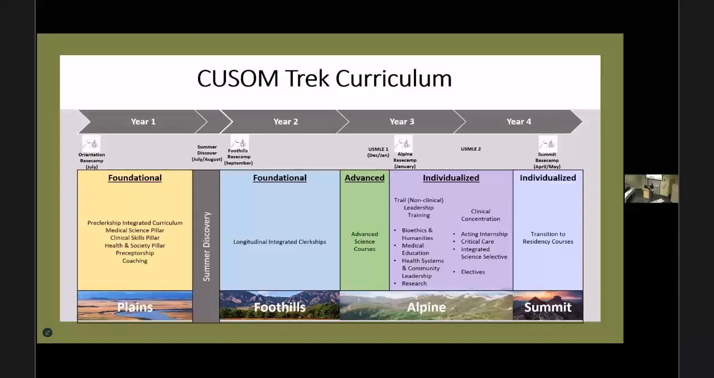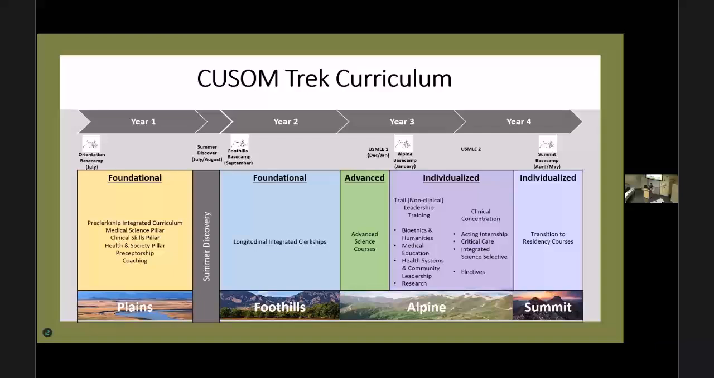So the preclinical time in our new curriculum is the plains. This is the time when students are doing classroom learning, which is done in a systems-based fashion, and also starting their clinical skills work from day one. They work in small groups, start to form bonds and connections with their peers as they move through the preclinical content in the classroom, as well as the clinical skills curriculum where they're starting to learn the skills they'll need when they come to you, as well as health and society content, which covers social determinants of health and the like.